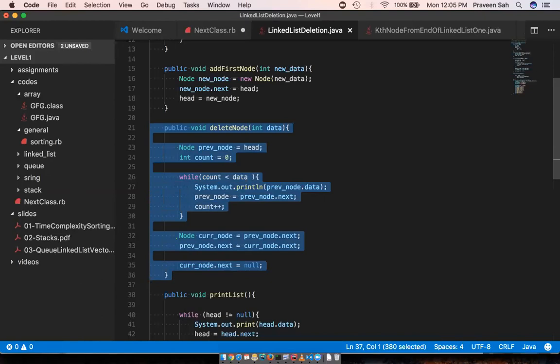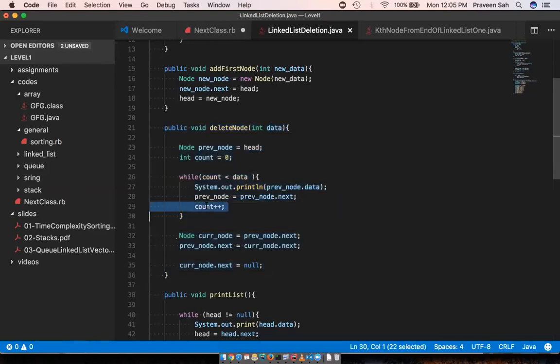So you have delete node int 5, then previous equal to head, int count equal to 0. Why are you maintaining count, Nikhil? So count will go from the head till my data node. So when I want to delete, say, 5. Are you saying that all your nodes are in this order? Like first node is 0, second node is 2, third node is 3, and then fourth node is 4. Then there's no sense of maintaining count.